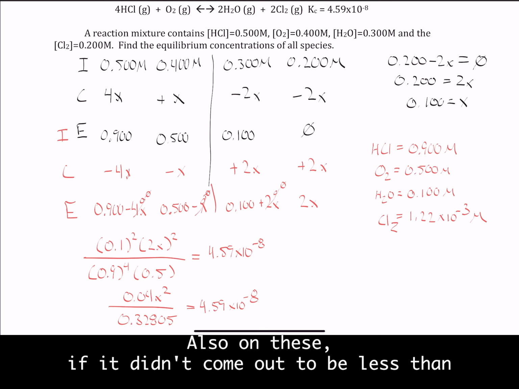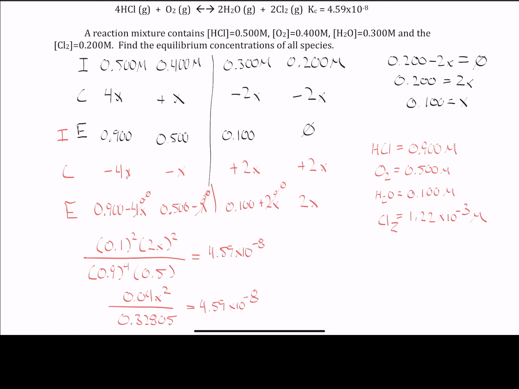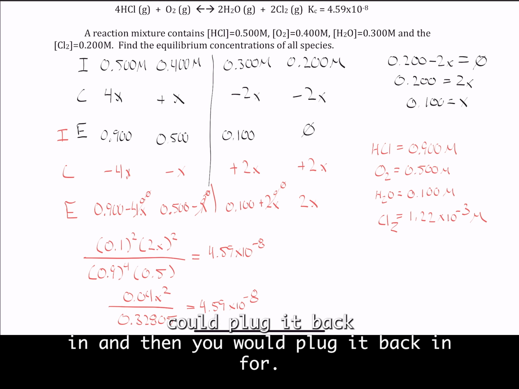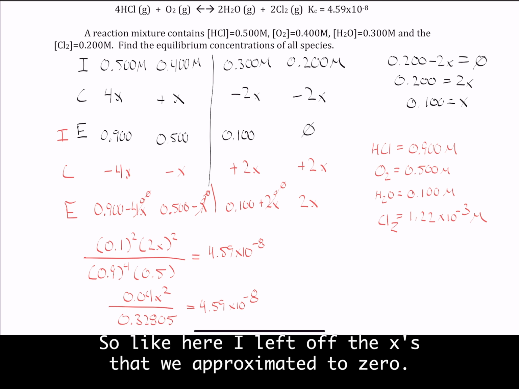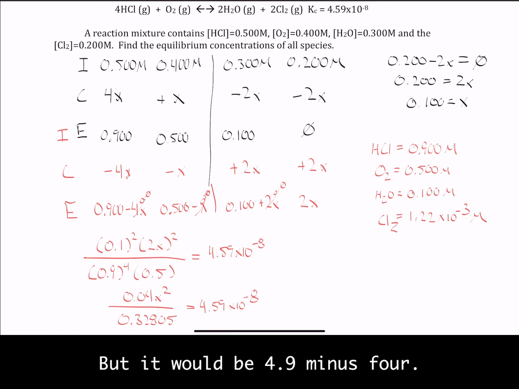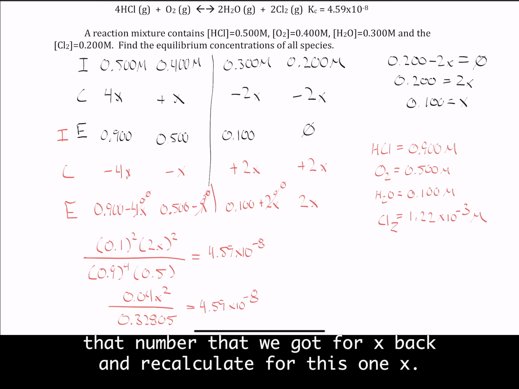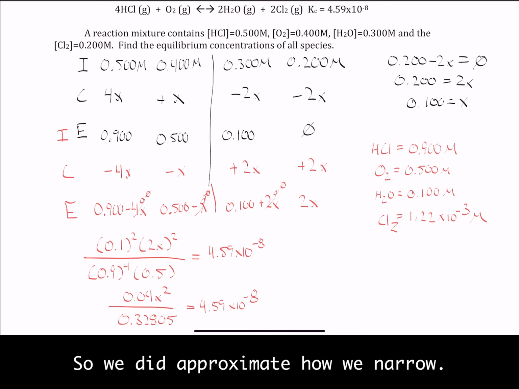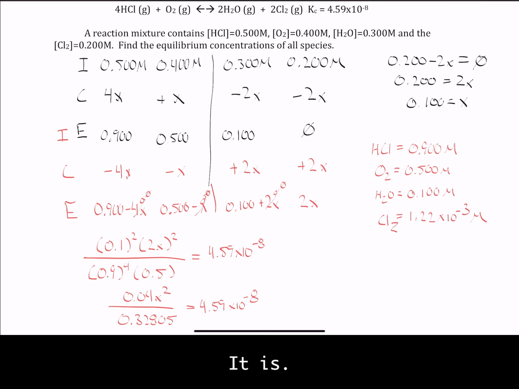Also on these, if it didn't come out to be less than 5%, you could plug it back in. Here I left off the x's that we approximated to 0, but it would be 0.9 minus 4x, and we would plug the number that we got for x back in, recalculate for this one x that we didn't approximate, and it would narrow us in.